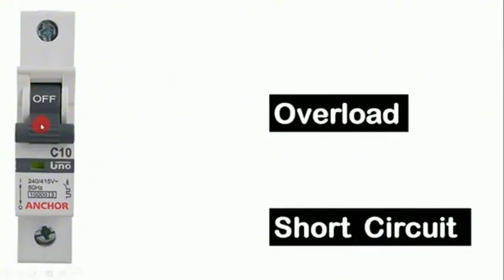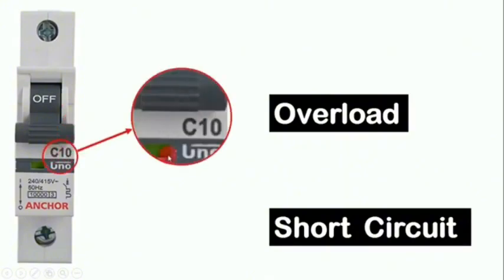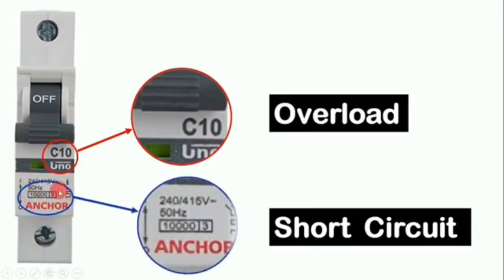On the MCB you use, you can find the overload rating as well as the short circuit rating. Whenever you look at an MCB, you will find something written on it. Like here, C10 is written. This means overload protection. When the MCB is going to operate for overload protection, all these details are in C10. The short circuit protection this MCB provides, you can find the details of this over here.